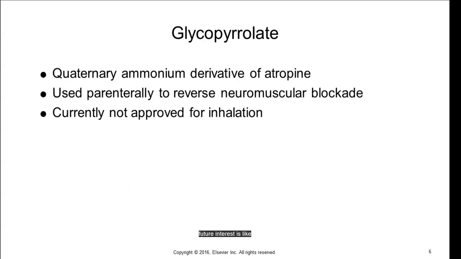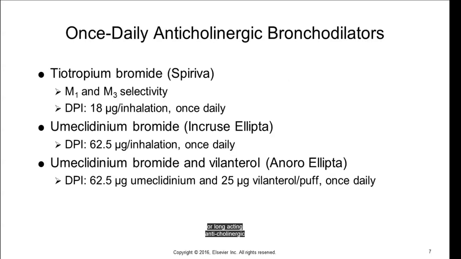Of future interest is glycopyrrolate or Robinul, as it is used as a reversing agent for neuromuscular blockade or for drying secretions during surgery. Our long-acting anticholinergics are tiotropium bromide or Spiriva, umeclidinium bromide or Incruse, Anoro, and Tudorza. All are given as dry powder inhalers once daily for the maintenance of COPD.